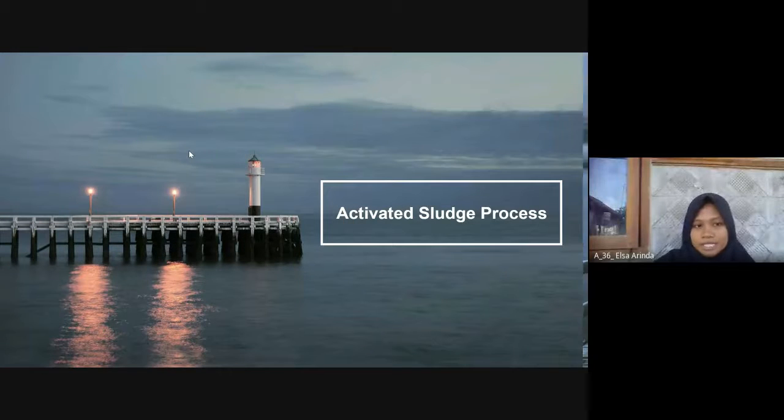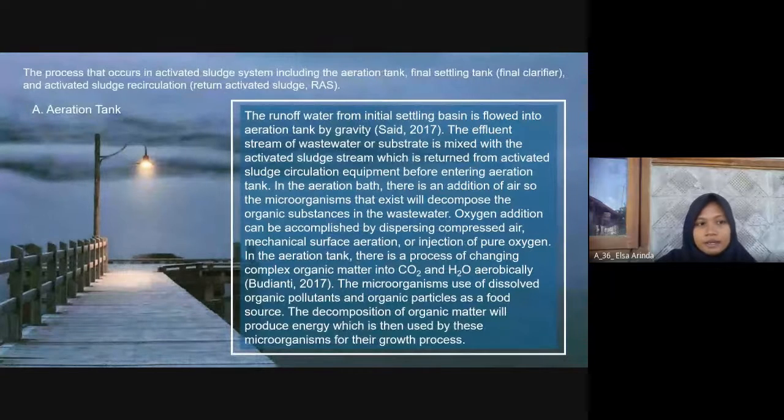Activated sludge process. The process in an activated sludge system includes the aeration tank, final settling tank, and activated sludge recirculation. The first one is the aeration tank. The runoff water from the initial settling basin flows into the aeration tank by gravity. The effluent stream of wastewater or substrate is mixed with the activated sludge stream, which is returned from the activated sludge circulation equipment before entering the aeration tank.